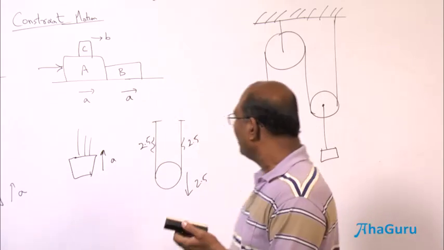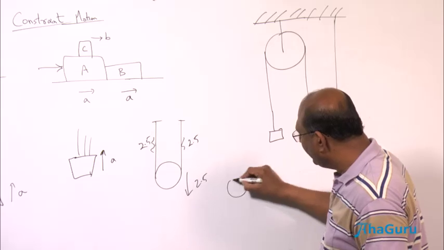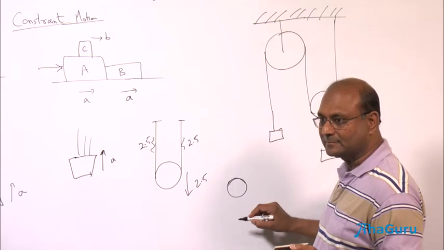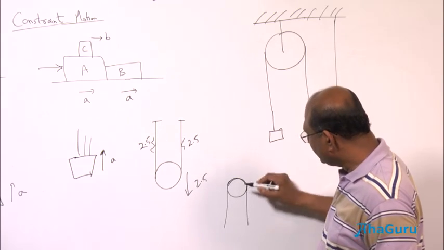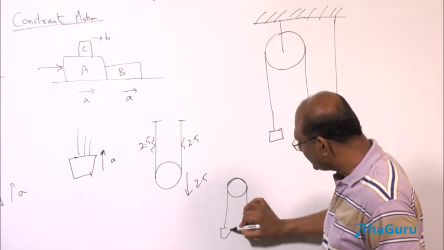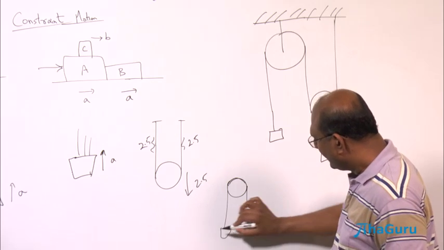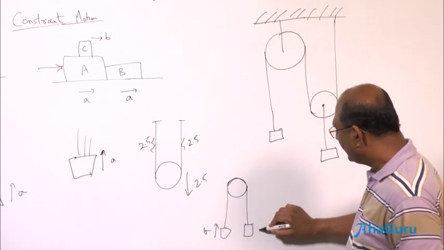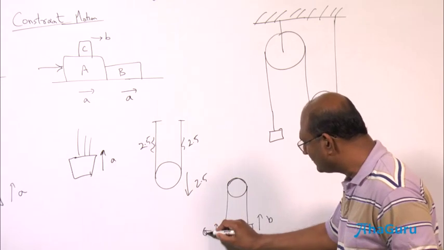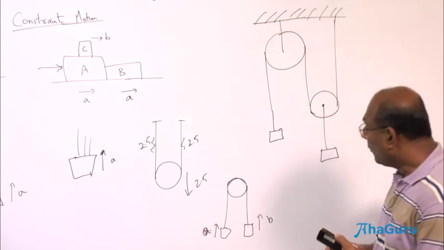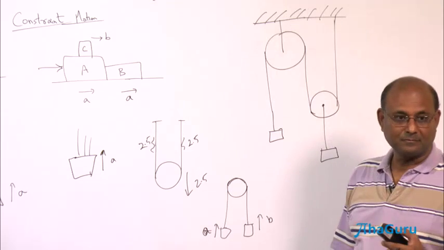Correct? So, any time you have a pulley, let us take a pulley like this, and let us say that I had two blocks, and this block moved up A, this block moved up B. How much can the pulley move up?